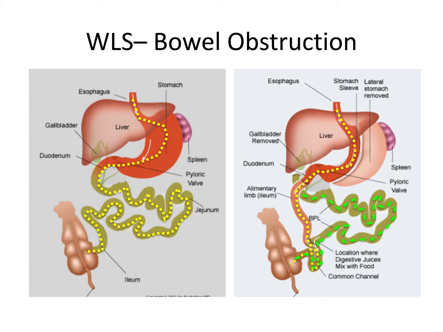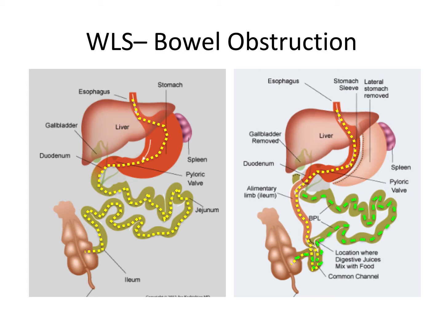However, if you have obstruction of the biliopancreatic limb, and that's outlined as the green dotted line, you can appreciate that the patient may have some nausea because of the distension of the small bowel of the biliopancreatic limb, but they may not have vomiting because the content of the stomach can still empty through the alimentary limb, through the common channel into the colon.